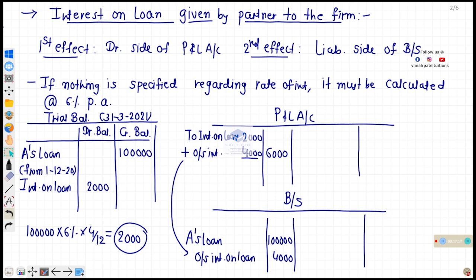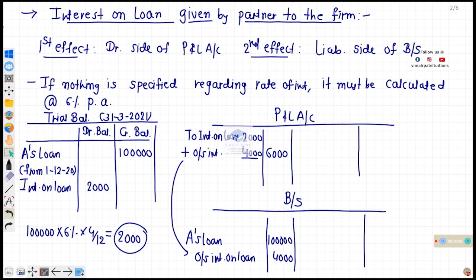Suppose the amount of capital for partner A is 10 lakh and interest is to be calculated at 10%, and he has brought in a personal computer worth rupees 1 lakh on 1st October 2020. Then interest on capital will be calculated on 10 lakh at 10%, that is 1 lakh. Then on the personal computer it is also capital, so 1 lakh into 10% from 1st October to 31st March, that is for 6 months. So 1 lakh into 10% into 6 divided by 12, that will be 5000. So total interest on capital for partner A in this case will be 1 lakh 5000.